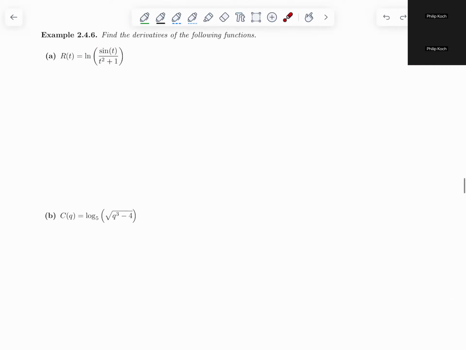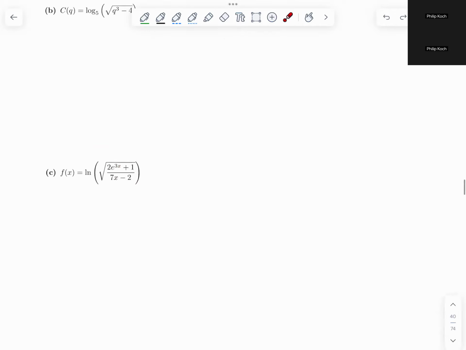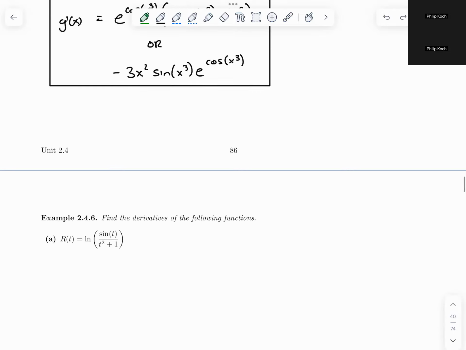Same thing here. We can rewrite this as a radical, and then we have a chain rule within a chain rule. And this one, even worse, would be a chain rule within a chain rule with a quotient rule on the inside. And I don't want to do that, and I don't need to do that if we remember properties of logarithms.